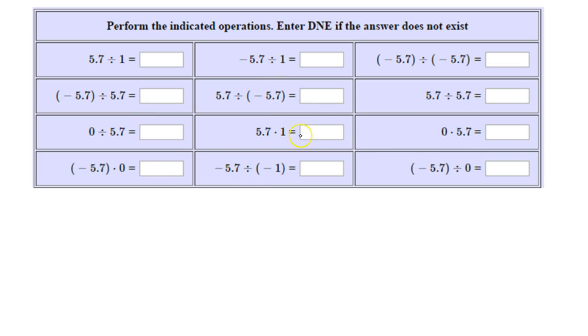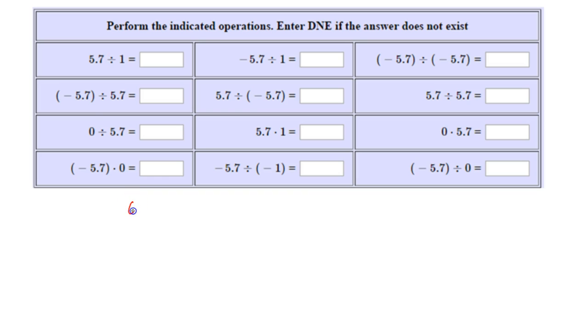We have a couple of multiplication problems, and lots of them involve dividing by 1 or dividing a number by itself or its opposite. In addition, we also have some problems where we're multiplying or dividing by 0. So let's take these one at a time. And a useful tool when you're not sure what to do is to think back to whole numbers.